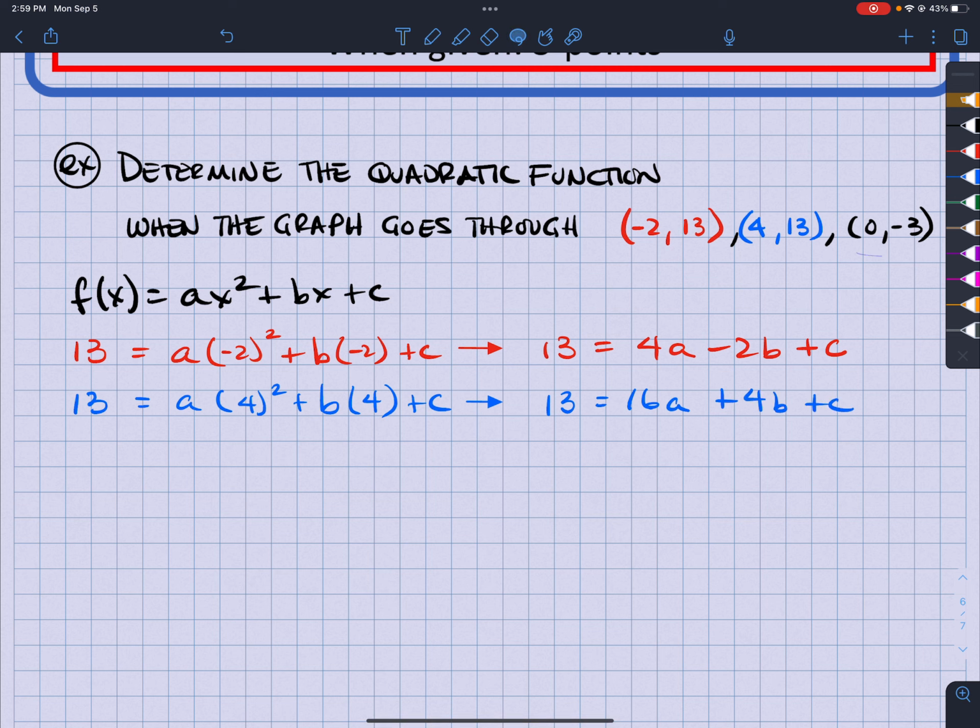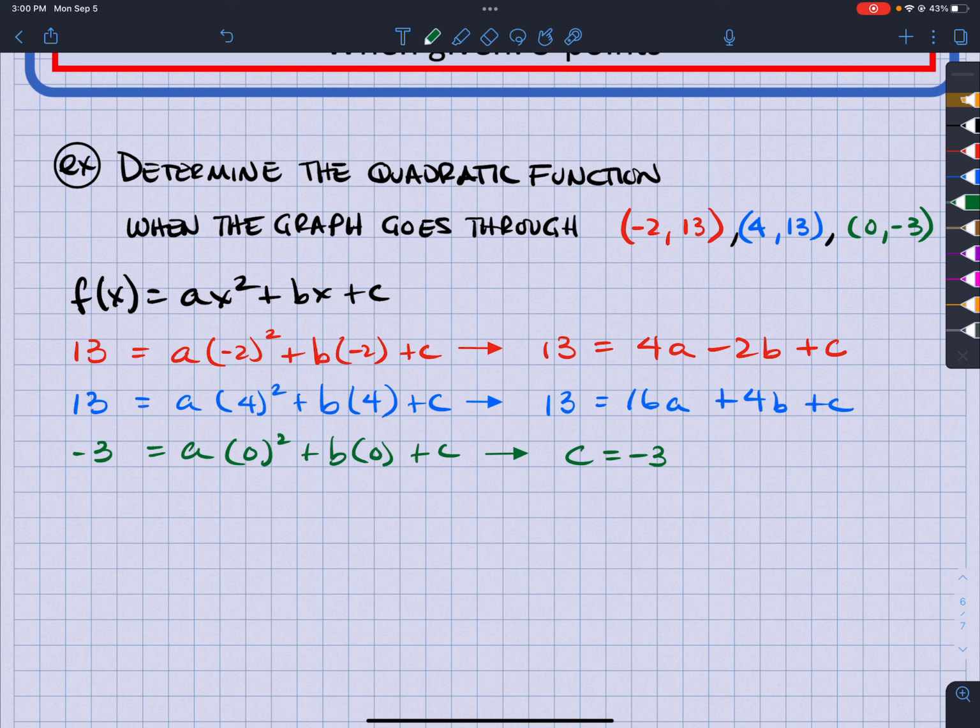Okay. Then what about this last point? I would just want to change it to green. So that's going to give me negative 3 is equal to a times 0 squared plus b times 0 plus c. What does that tell me? Oh, that tells me that c is equal to negative 3. Ooh. Partly done already, right? I got the c. I just need the a and b, right?